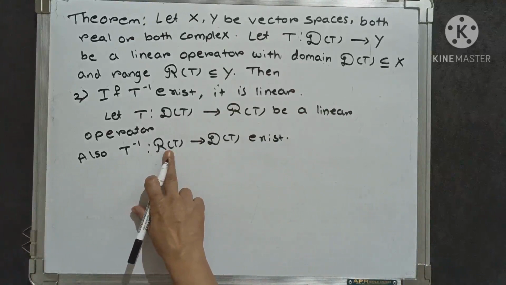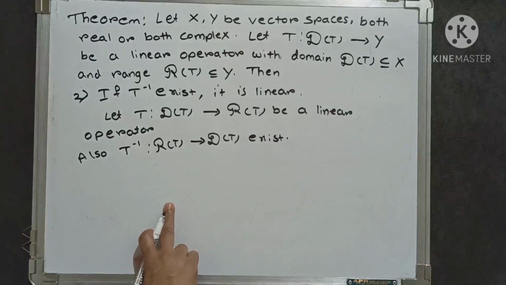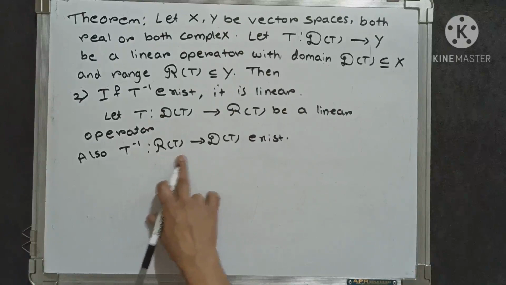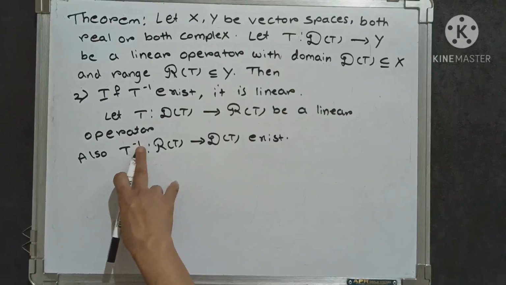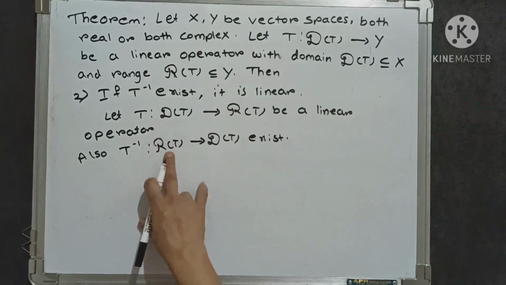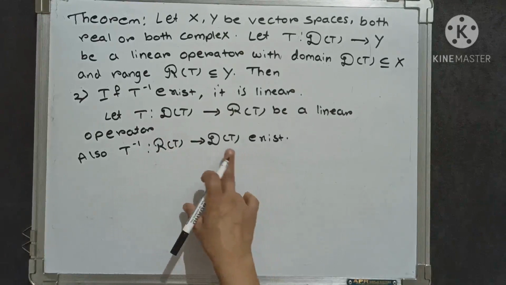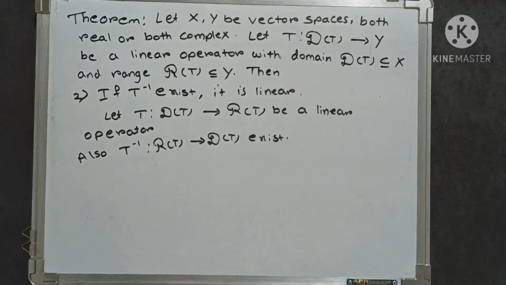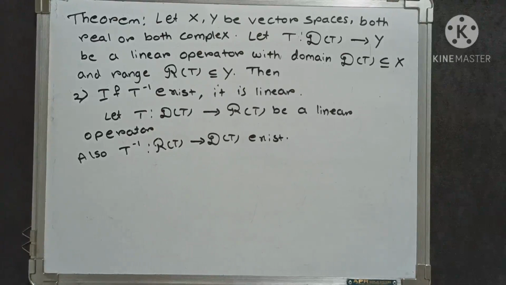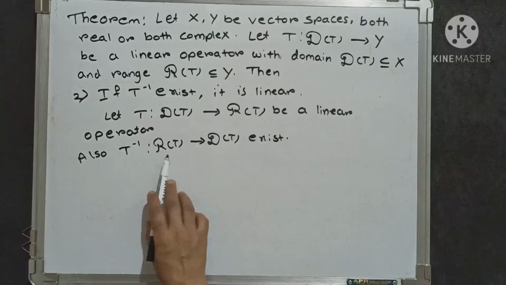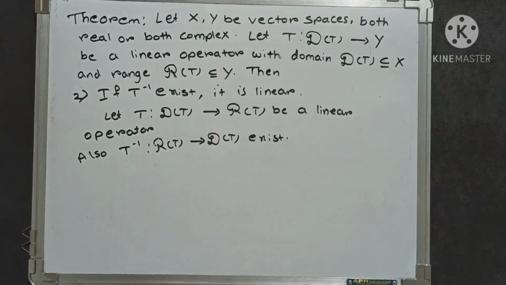As script R of T becomes a vector space, the first condition of a linear operator is that the domain is a vector space, and this is the domain of T inverse. Here we get that the domain is a vector space and the range is always a vector space. So the first condition required for the operator T inverse to be a linear operator, that its domain, script R of T, is a vector space, is satisfied. Now for the other condition, we have to prove its linearity.